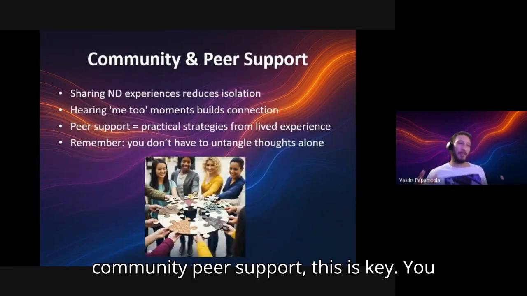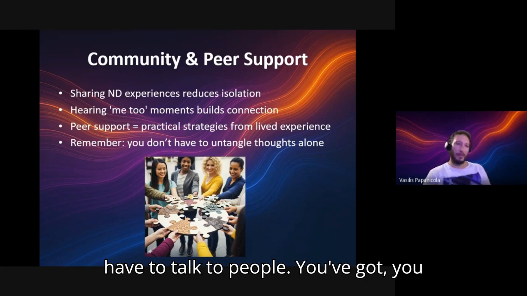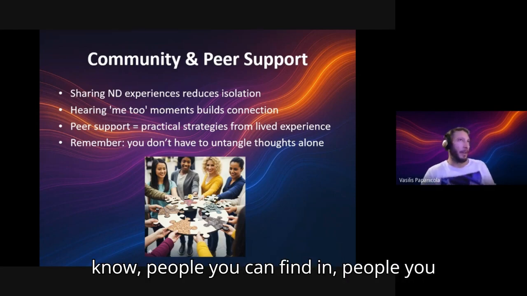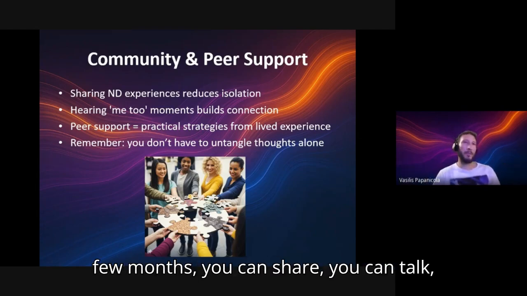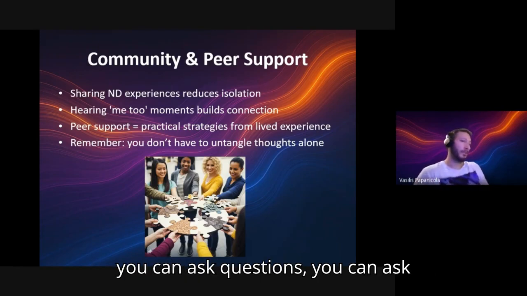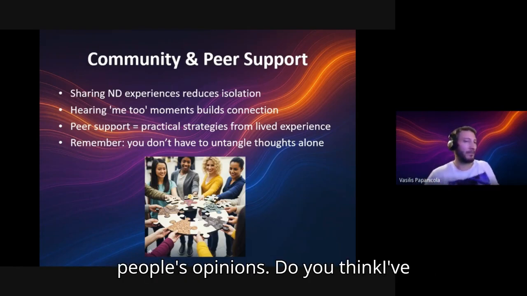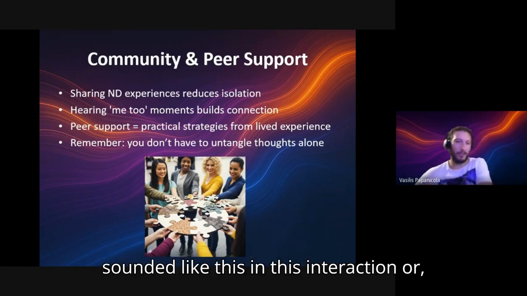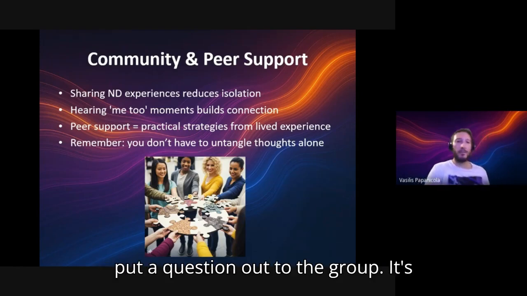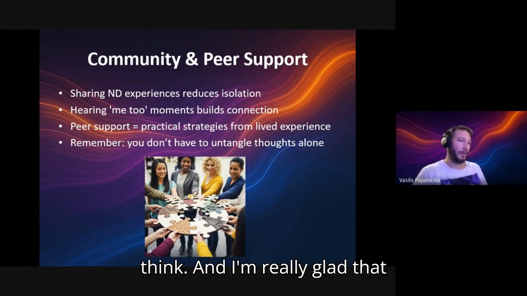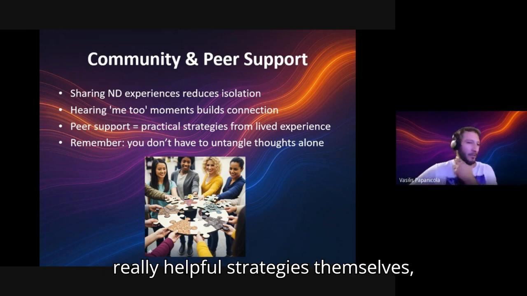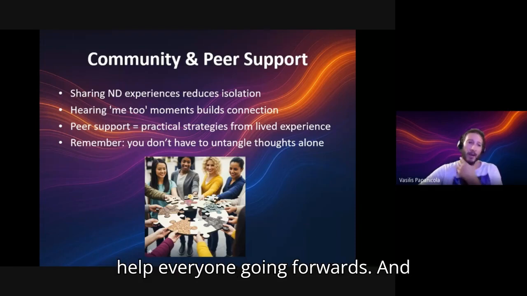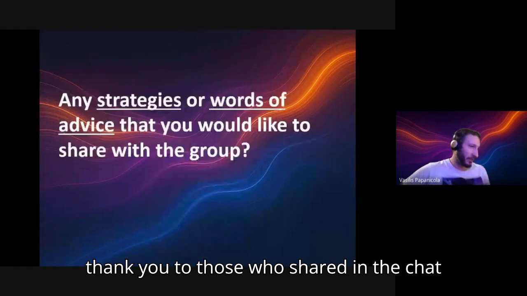And as we know, community peer support, this is key. You have to talk to people. You've got people you confide in, people you trust. Our group here, which has been brilliant for the last few months, you can share, you can talk, you can ask questions, you can ask people's opinions. Do you think I've sounded like this in this interaction? Or, put a question out to the group. It's always helpful to hear what other people think. And I'm really glad that everyone's shared really nice stuff and really helpful strategies, experiences themselves, because it's only going to help everyone going forwards. And thank you to those who have shared in the chat as well.